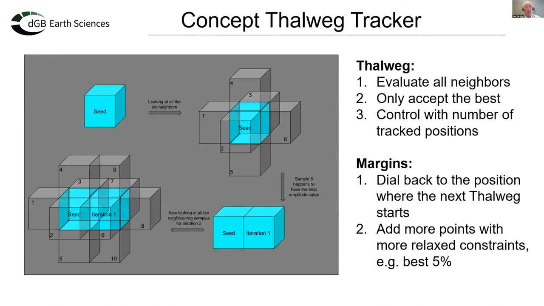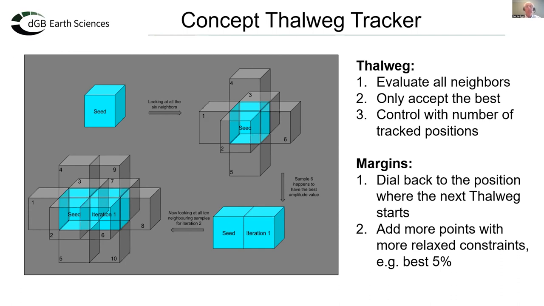Now, how does that work? As I said, it's a connectivity filter or a connectivity tracker. That means that once I have one seed position, I will evaluate all the different neighbors around this position, and I will see which one I can add to this growing body. Whereas in a normal connectivity tracker, you would add all the points that fall within the constraints, in a tile wake tracker, you only add the best neighbor, the best cell that fulfills this property.